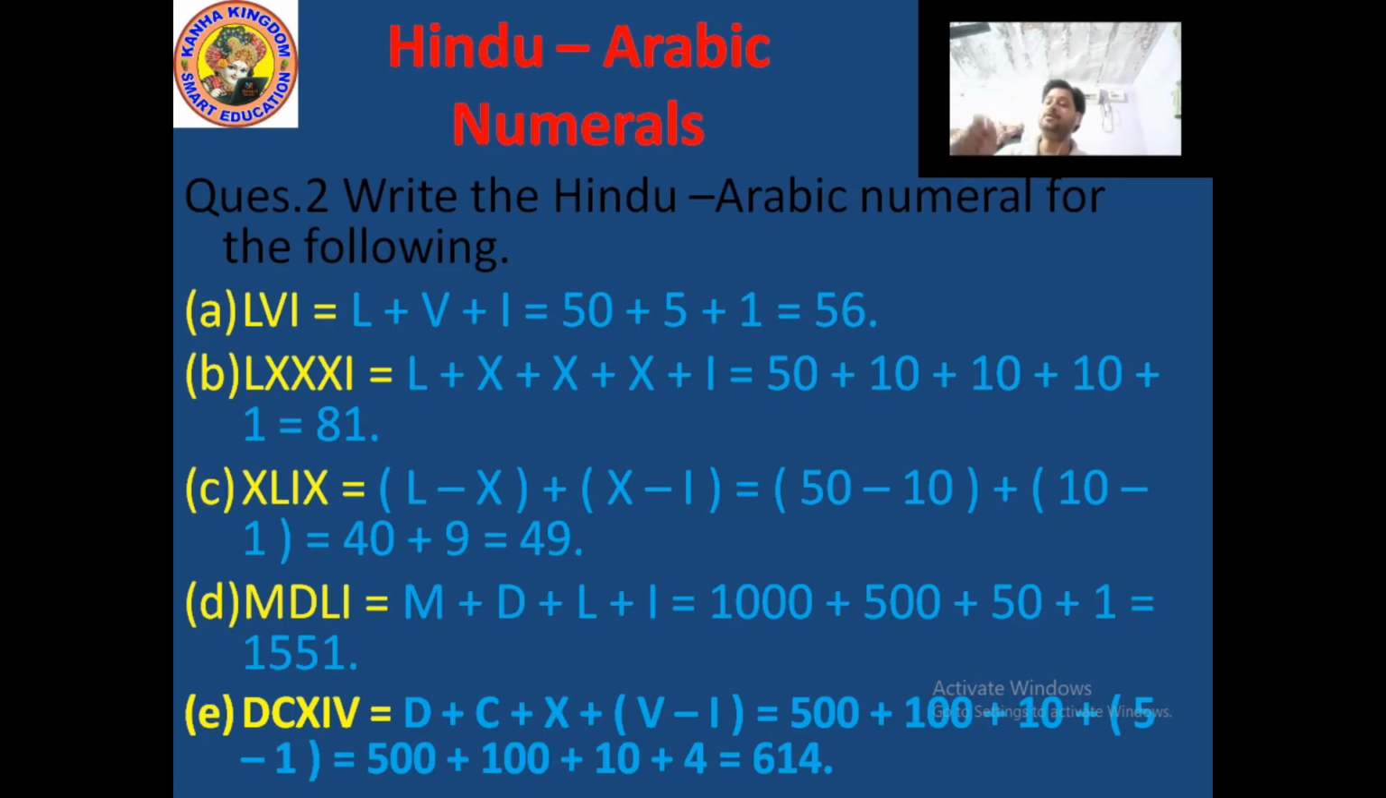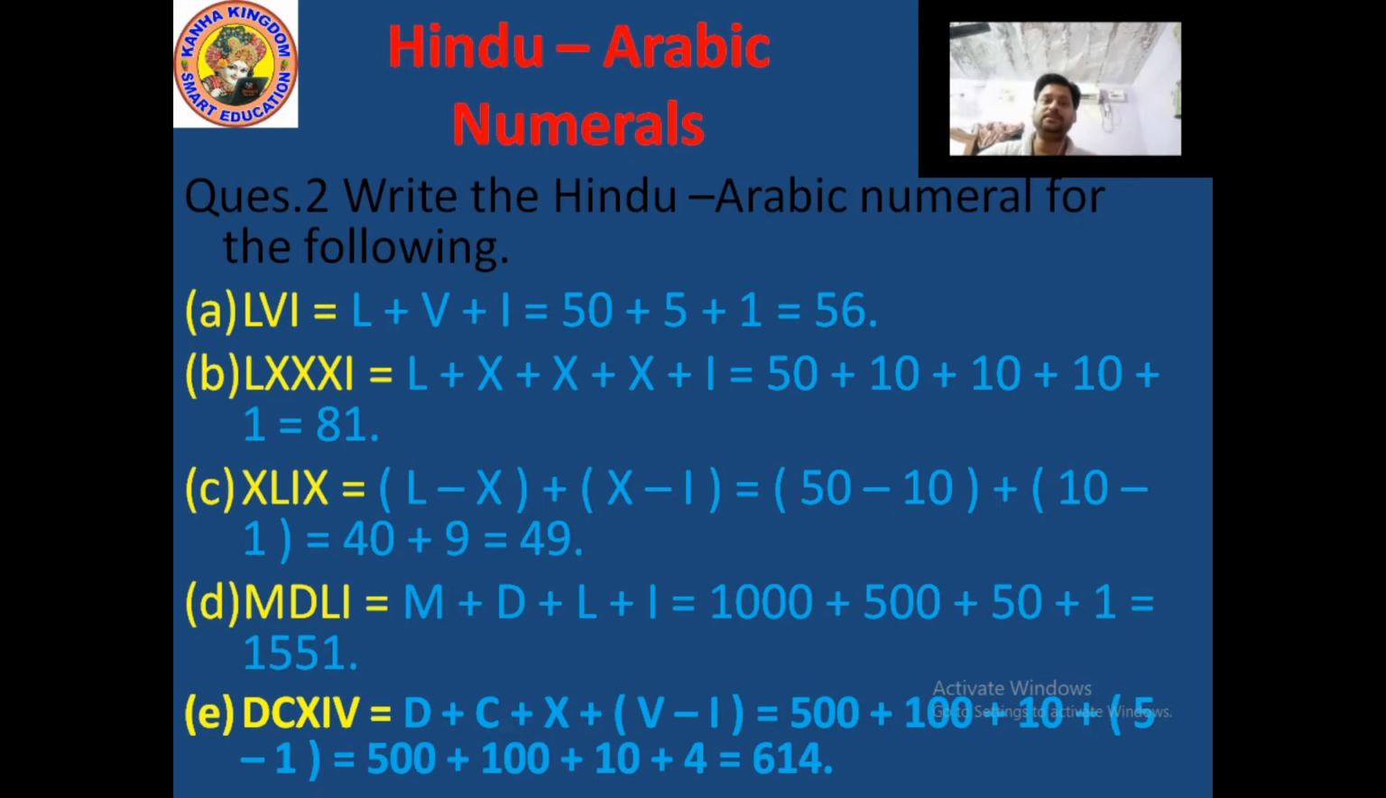Okay, so M equals 1000 plus D equals 500 plus L equals 50 plus I equals 1. 1000 plus 500 means 1500, then 1500 plus 50 is 1550, and 1550 plus 1 equals 1551. Clear? So now this part is also clear. Now move to another part.